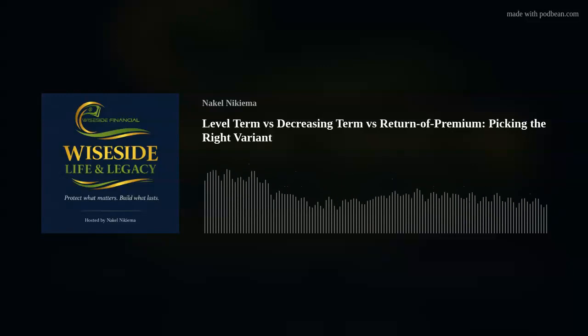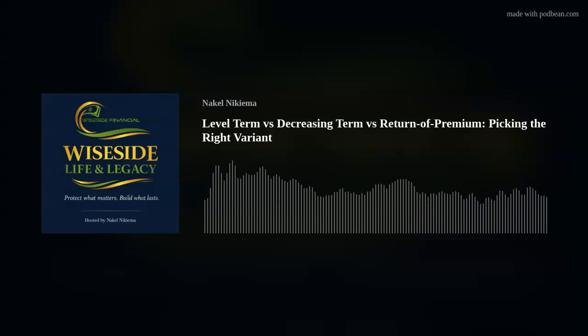With decreasing term, if you're deep into the policy, your coverage may have already dropped dramatically. And at the exact moment you want more coverage, you may be older, and buying new coverage may be more expensive or more difficult. So decreasing term is genuinely useful, but it's narrow. It's for someone who knows their need will decline, and who doesn't expect major changes that would increase the need later. For many families, level term is still the safer structure because it keeps the benefit intact the whole way through.